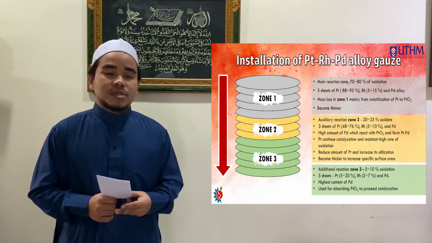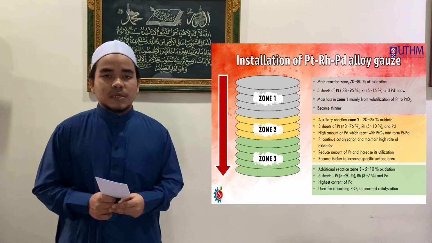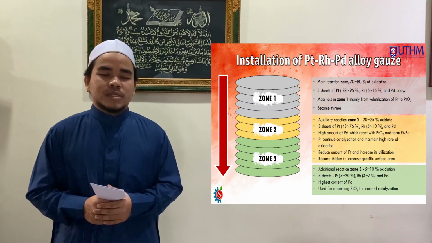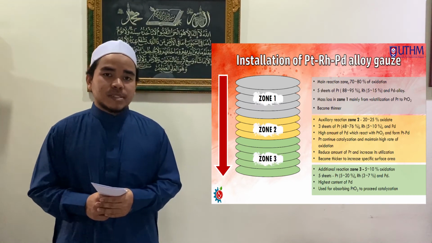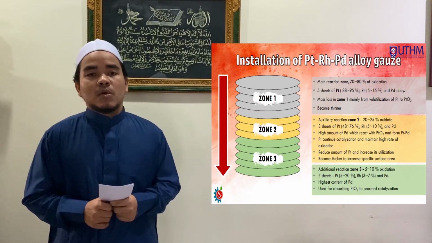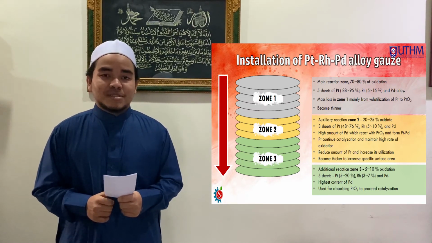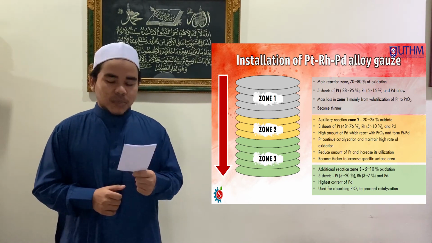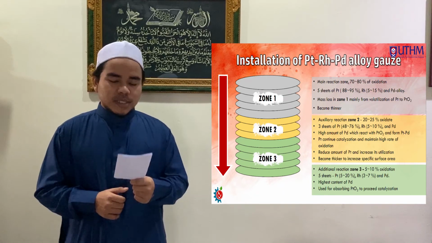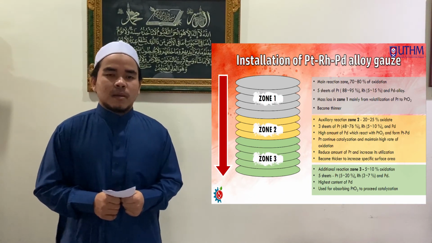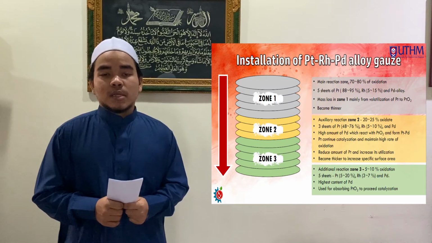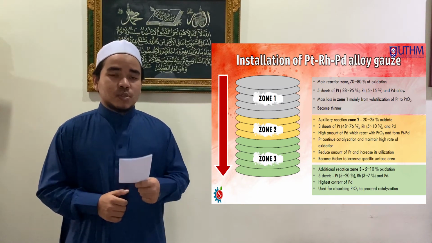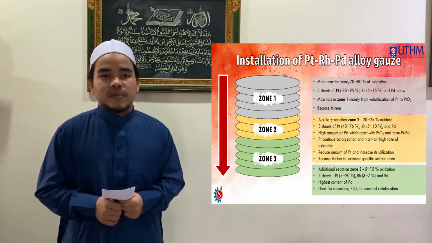In the second zone, 3 sheets with a medium content of platinum and rhodium are installed. In this zone, a high content of palladium will be present. The palladium will capture the platinum dioxide and form a platinum palladium solid solution on the gauze surface. The captured platinum will then continue to catalyze and maintain a high rate of oxidation. This will not only reduce the amount of platinum, but it will also increase the platinum utilization. In this zone, the gauze will become thicker so as to increase the specific surface area.